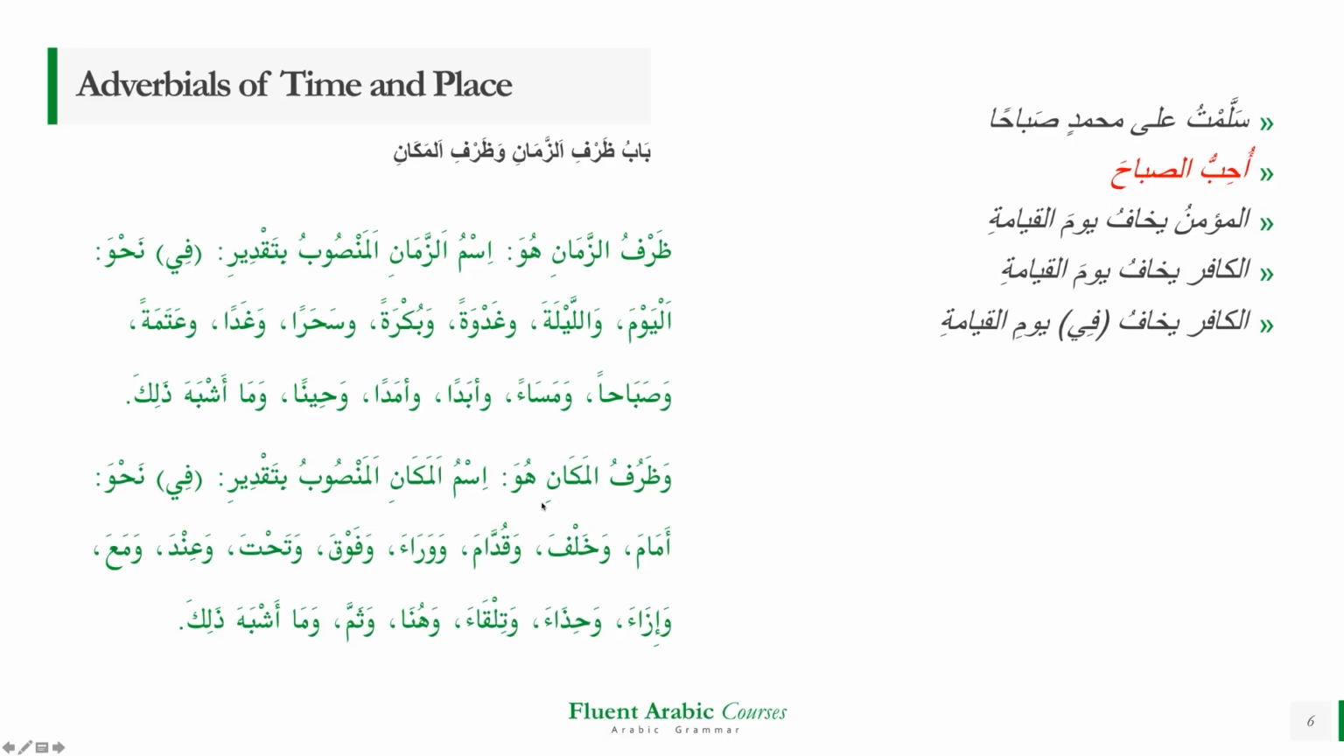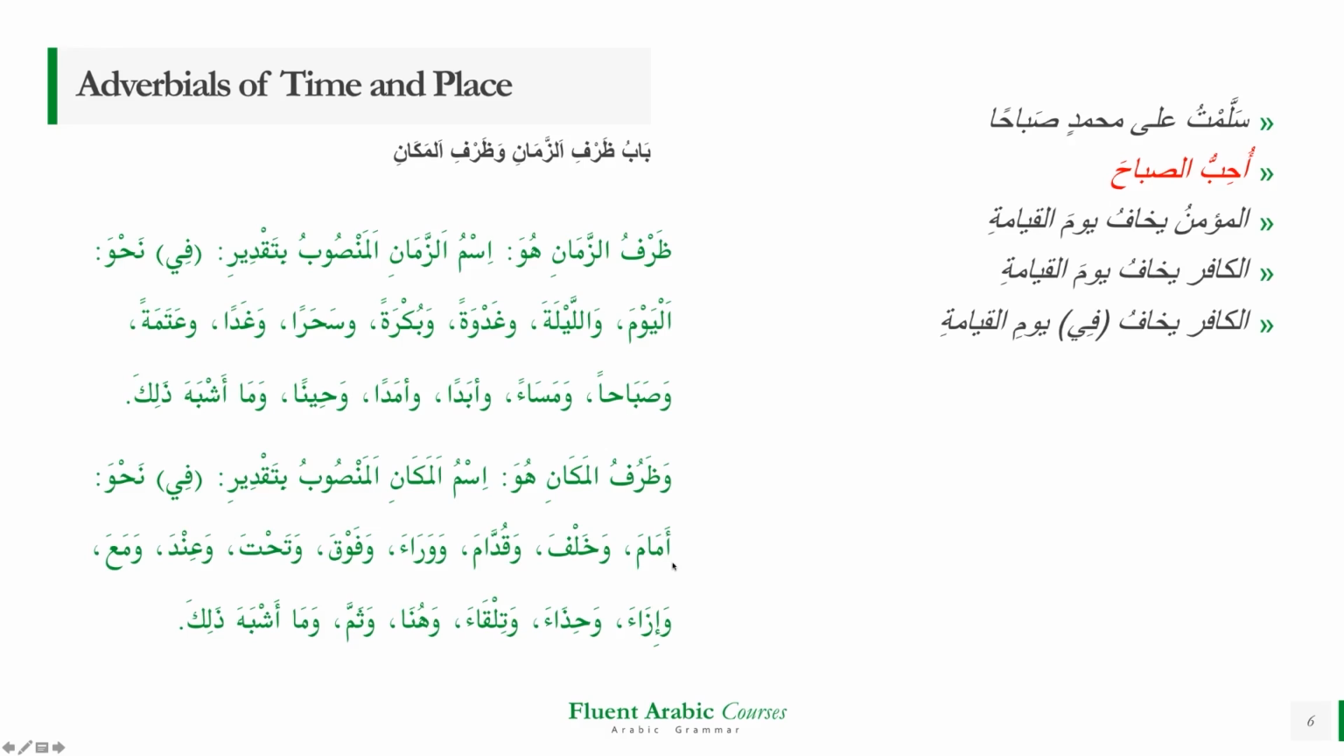The adverbial of place, like the name states, it just shows you the place at which the action has occurred. وظرف المكان هو اسم المكان المنسوب بتقدير في. It is a noun which is mansub and it comes with the meaning of fi also, because it shows the place in which the action is taking place. نحو أمام وخلف وقدام ووراء وفوق وتحت وعند ومع, and all these examples. So all these are showing you the place where the action is taking place.